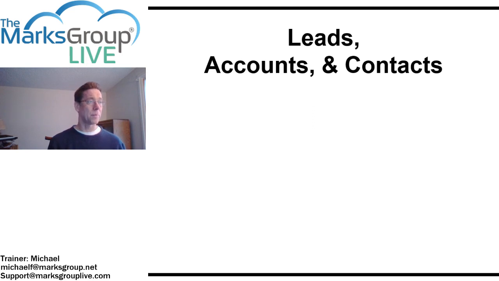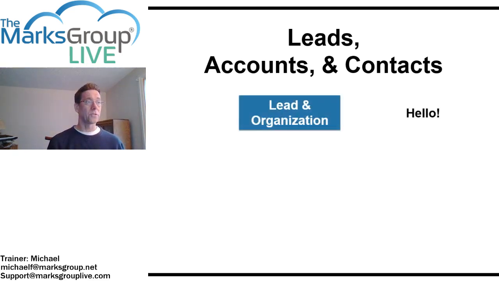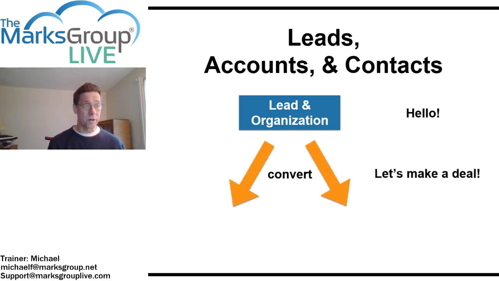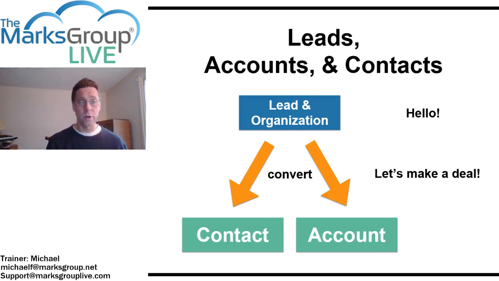Now, here's what happens. I start with a lead, and that's when we first introduce ourselves, where we greet each other, we find out something about the lead, or the organization that the lead works with. And then when we convert, that's where we say, "I think we should do business together." So we're taking basically the lead, I hate this phrase, but we're going to use it anyway, to the next level. What happens is Zoho will create two records instead of having a record in your leads area. Zoho will create a contact record and an account record.